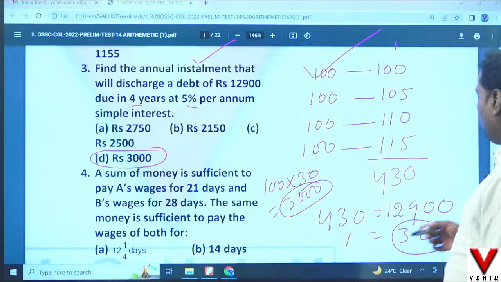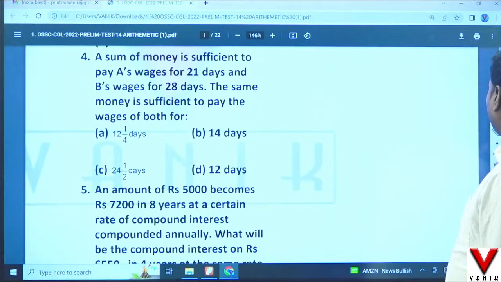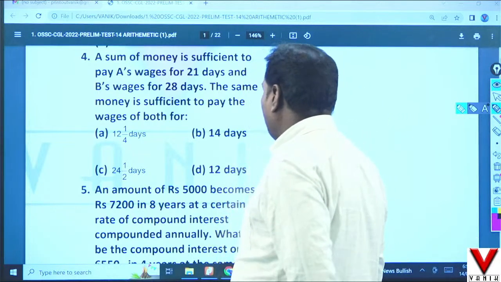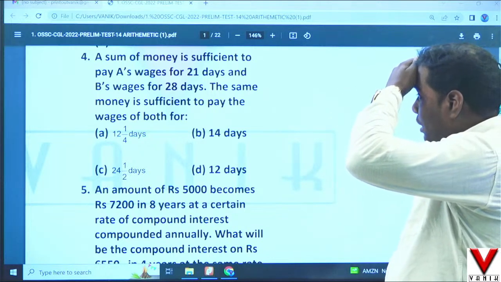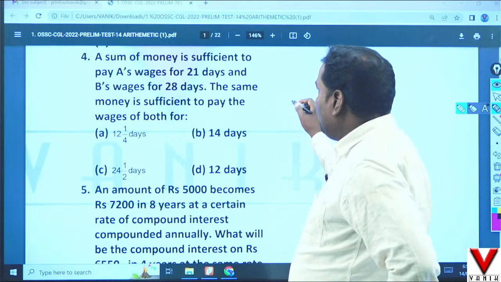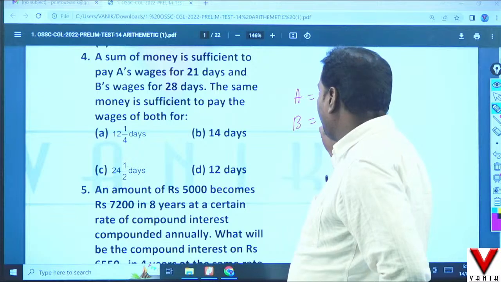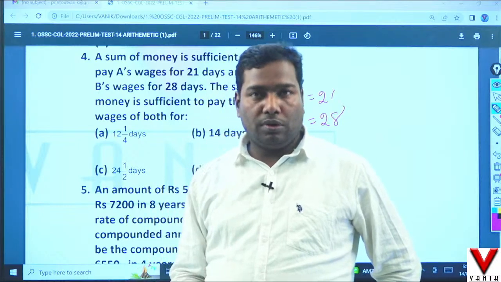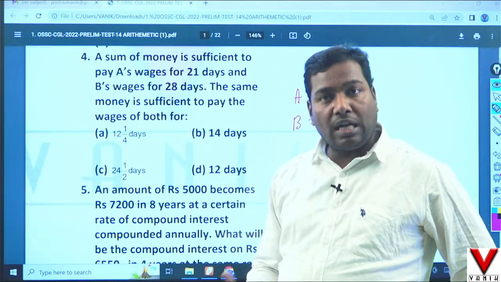Come to the next number, question number 4. A sum of money is sufficient to pay A's wage for 21 days and B's wage for 28 days. The same money is sufficient to pay the wages of both for how many days? So here A's wage for 21 days and B's wages for 28 days. That means according to the efficiency the wage will be distributed, the wages in the same ratio as the efficiency ratio.